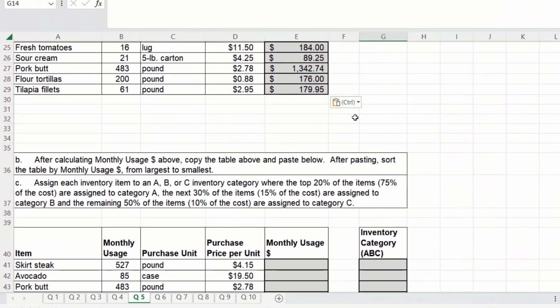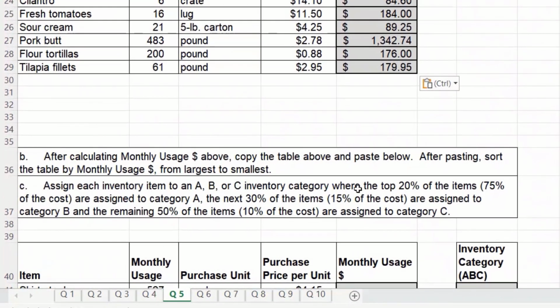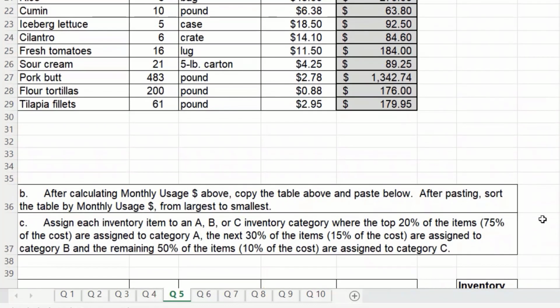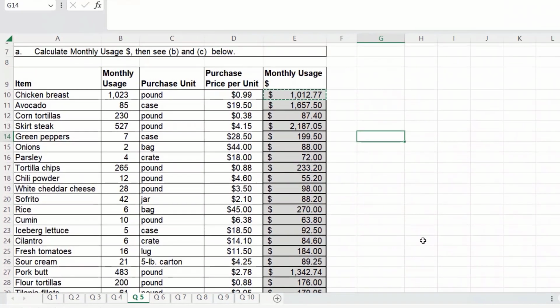Now, below, it's asking us to assign each inventory item an A, B, or C inventory category, where the top 20% of the items, 75% of the cost, are assigned category A, the next 30% of the items, 15% of the cost, are assigned category B, and the remaining 50% of the items, 10% of the cost, are assigned to category C. Now below it's already sorted for you, but I'm going to show you how to do that.